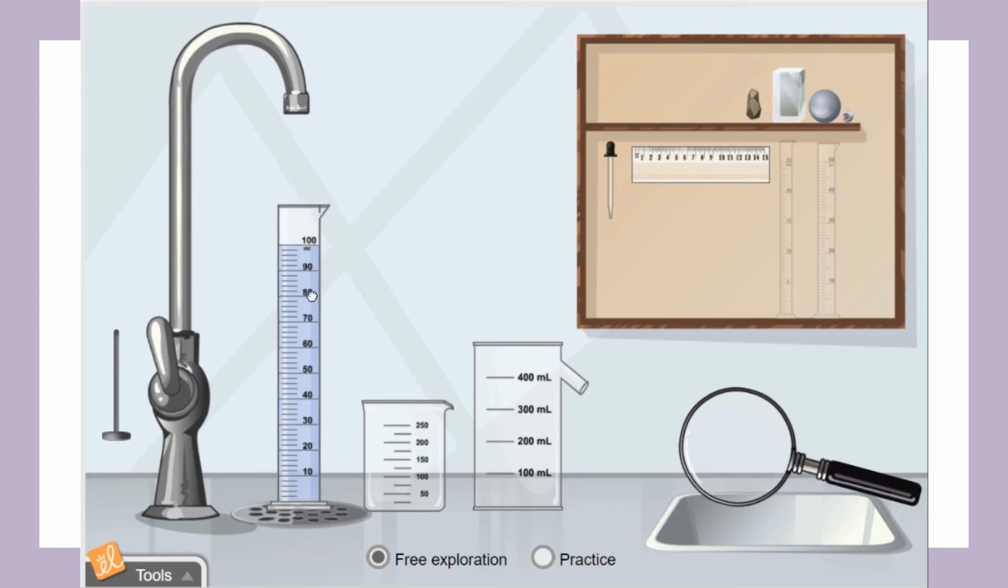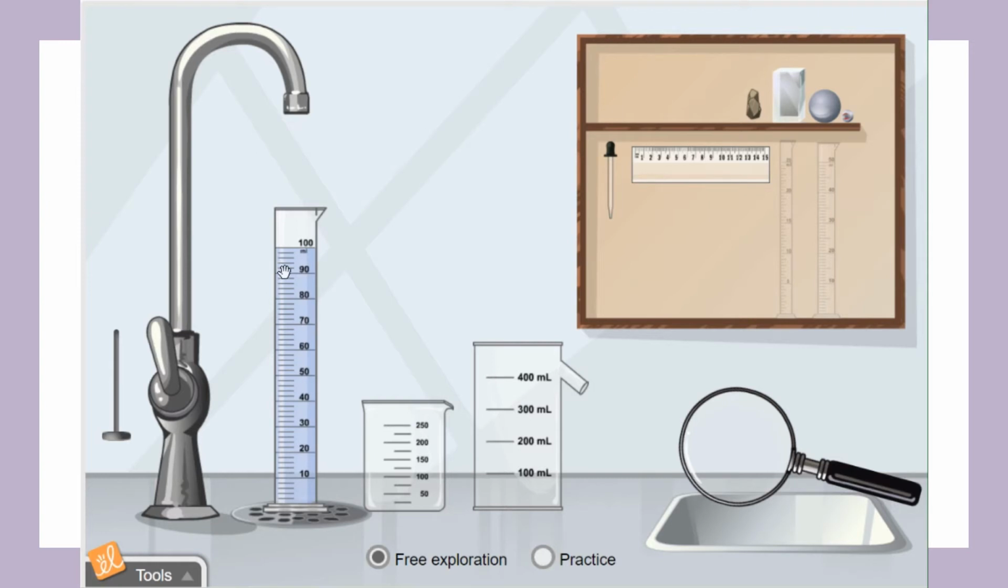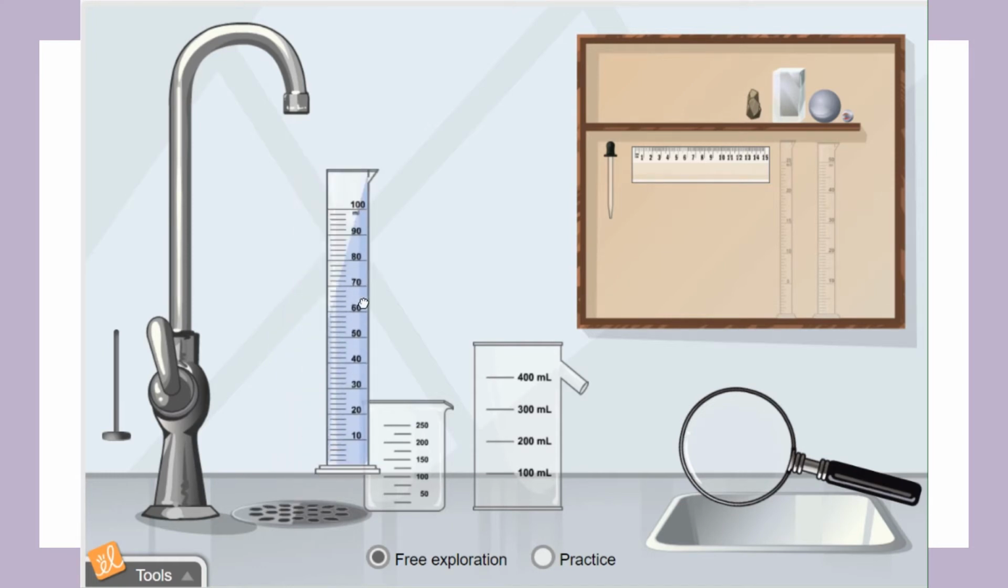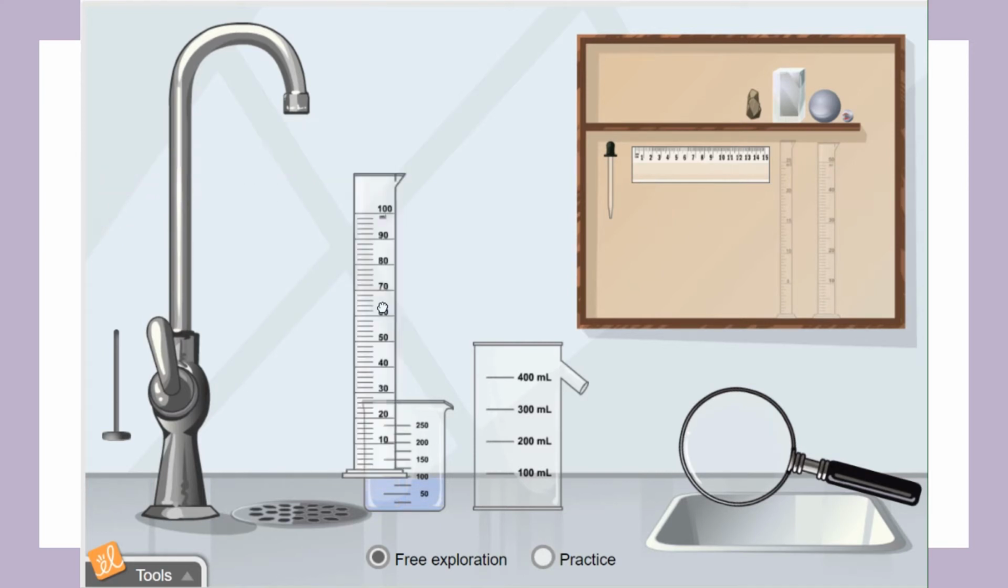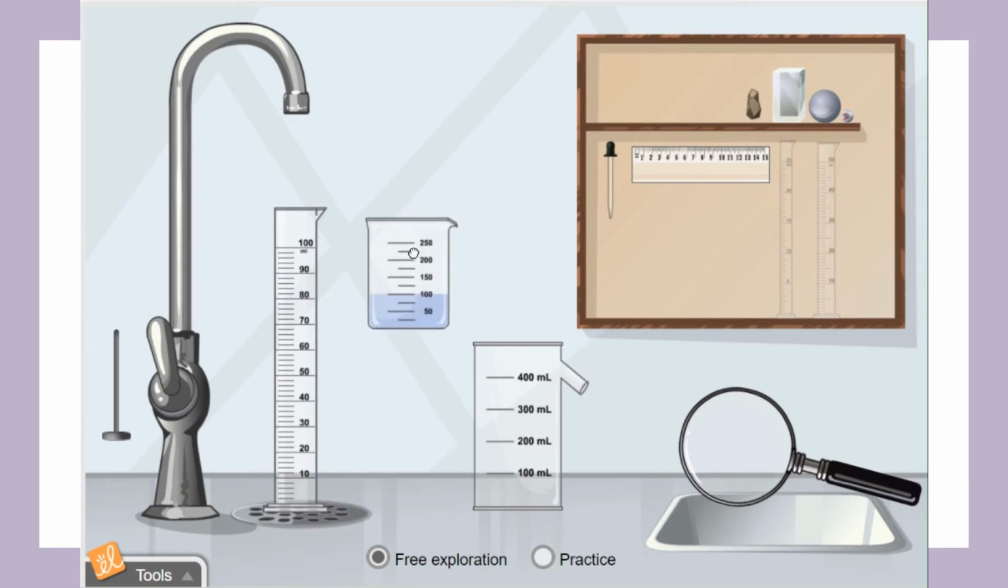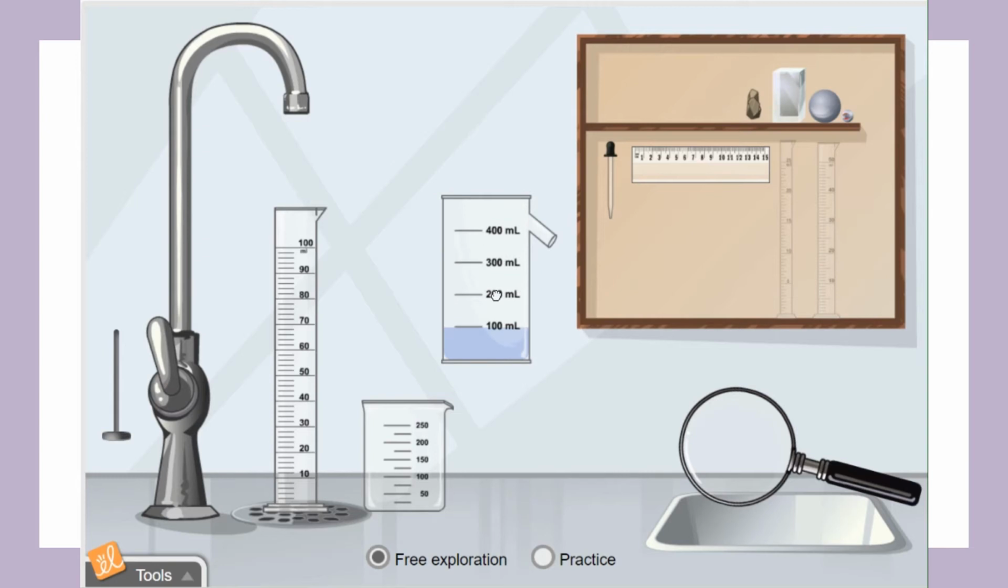Okay, so that's 100. You can see that the volume of the liquid that I have poured into this container is 100 milliliters. If you placed your eye right here, you'll be seeing 100 milliliters. Now, what I will do is pour this liquid, this water, into the beaker and see how much the volume will become. So the volume in the beaker, you can see it, is also 100 milliliters. Let's see inside this container. It is also 100 milliliters.